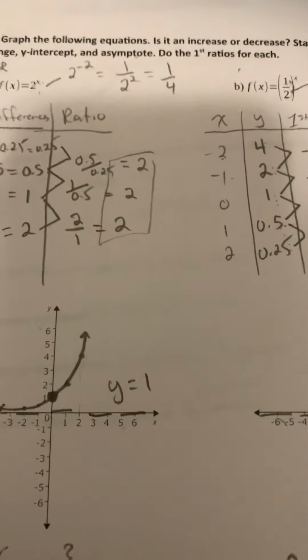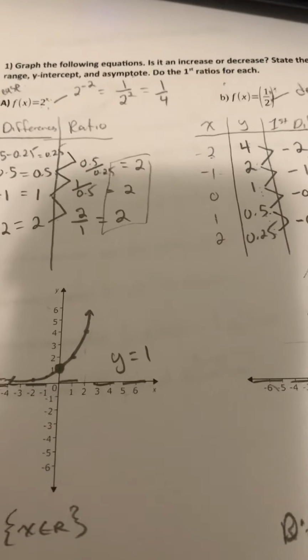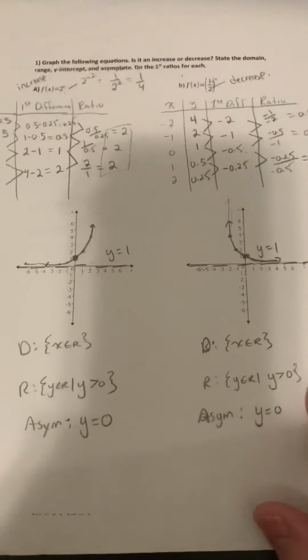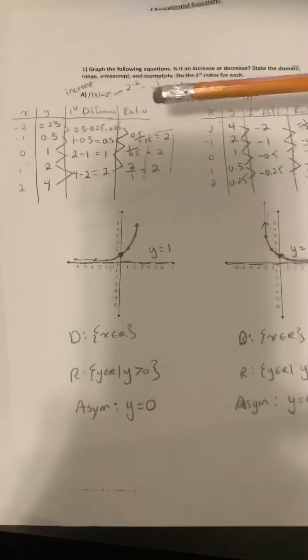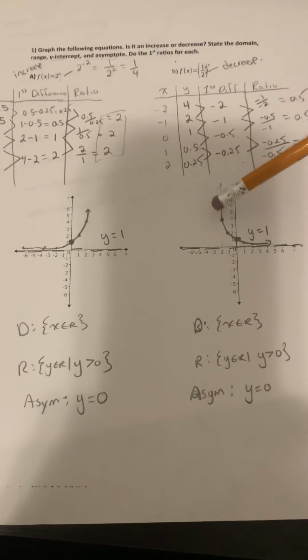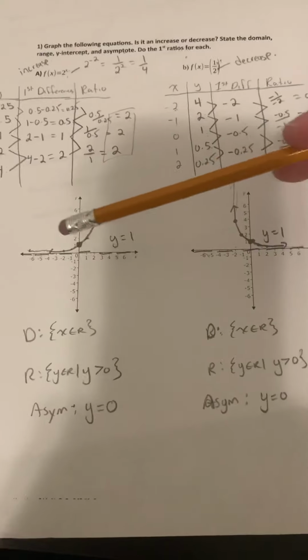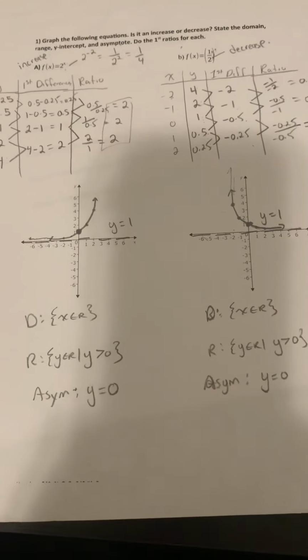Okay, so that is the lesson today. In the next lesson, we will do transformations to the exponential function. Right now we're just looking at the parent functions. So this would be an increasing graph. This would be a decreasing graph. We didn't put in any transformations to it. So this is what it looks like in its parent form.